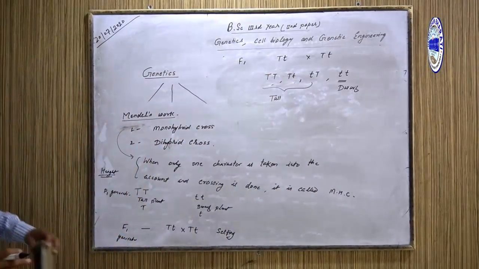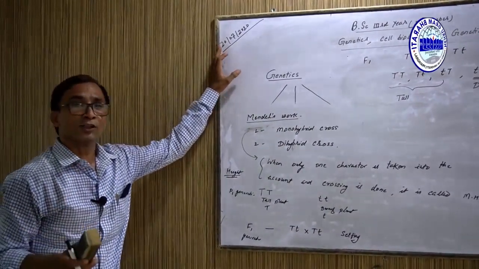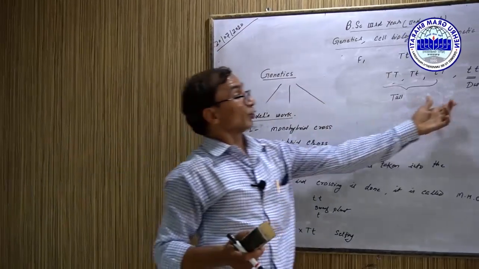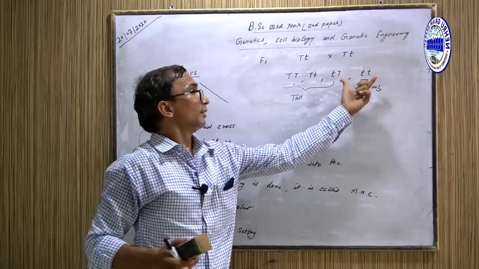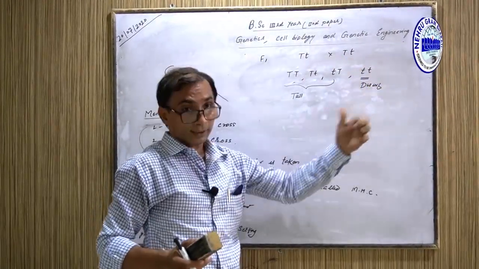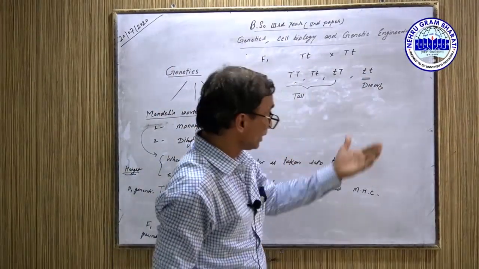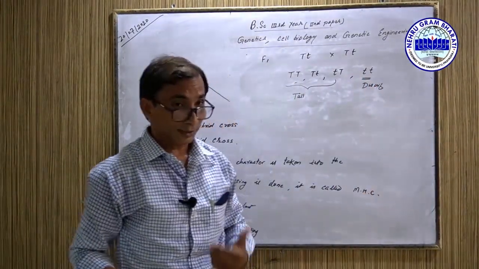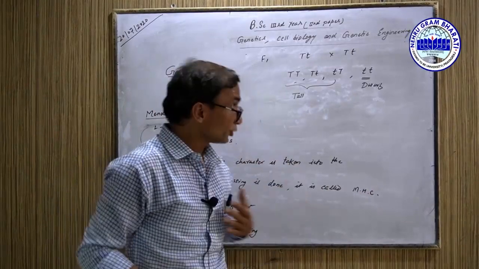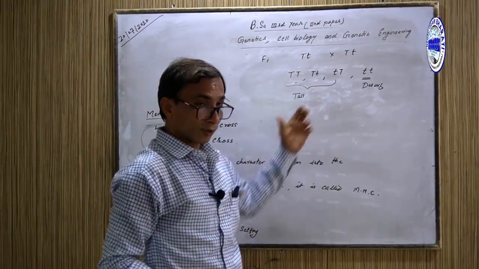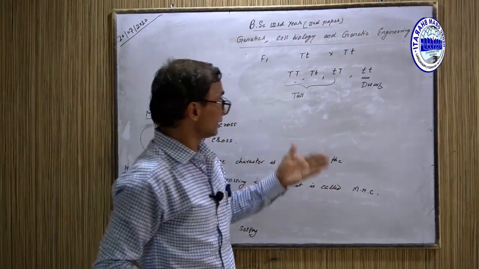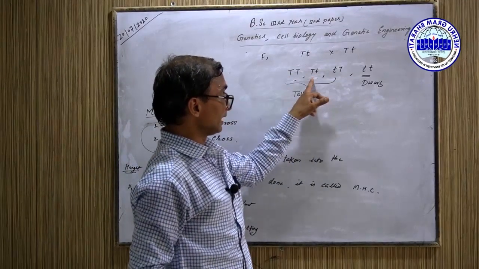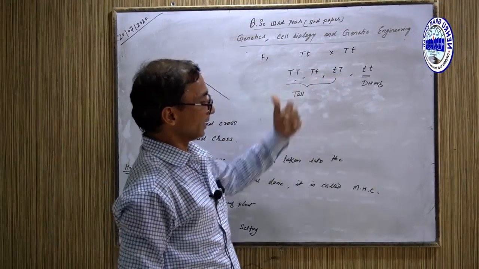So as I had told you, the alleles which are expressed only in homozygous condition are known as recessive alleles. But the alleles which are expressed in both conditions, heterozygous and homozygous, those alleles are known as dominant. So capital T is the dominant allele, it is the dominating one.